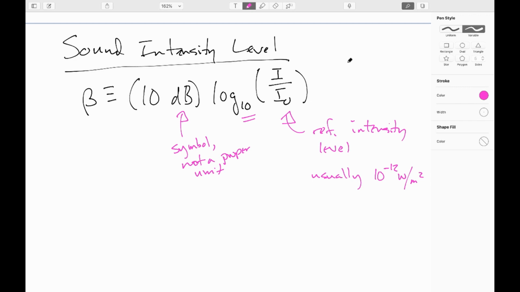Now, just as a quick aside, in this treatment, this is the reference intensity level I'm always going to use. Stereo manufacturers tend to use a different one.